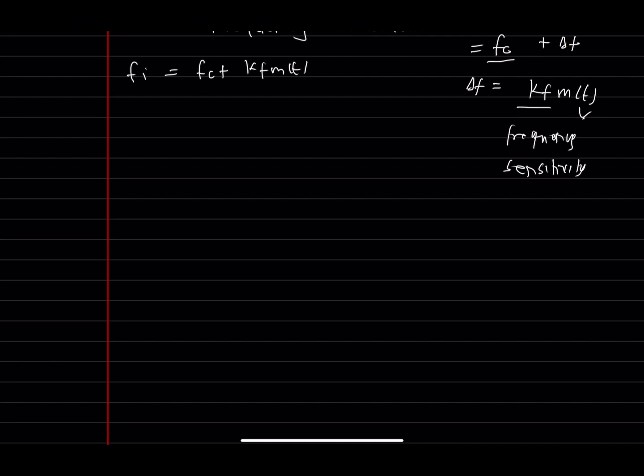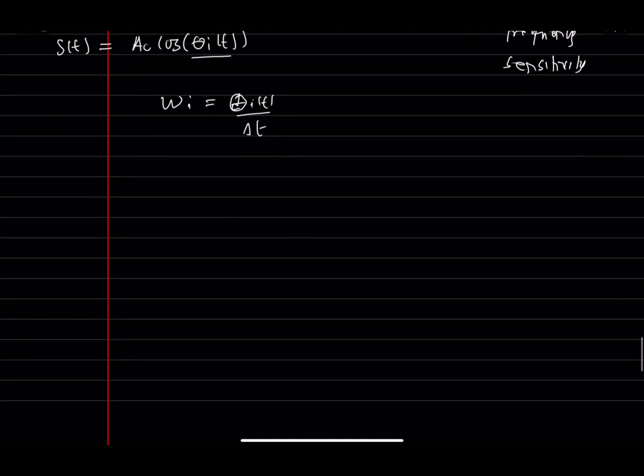So let's go ahead and do some small mathematical analysis. As I said earlier on, the s of t for the FM modulated wave is equal to Ac cos theta i of t. So this theta i of t is an angular displacement. Angular velocity, omega i, is equal to angular displacement over time, right? So the time is a change in time, let's say that way. So in doing this, we can say that this angular displacement is equal to omega i times change in t, right?